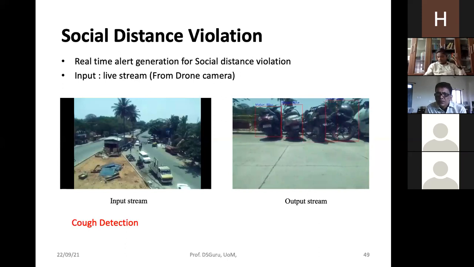Then cough detection, if somebody coughs while walking on the road. We were really worried a lot because of COVID-19. So how is cough detection done? Can we keep a camera in all streets, and if somebody coughs while walking, then probably he will be considered to be COVID-19 infected, and better to carry him to the doctor, to the hospital, and get him checked? That's cough detection.